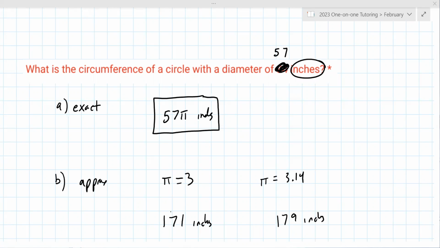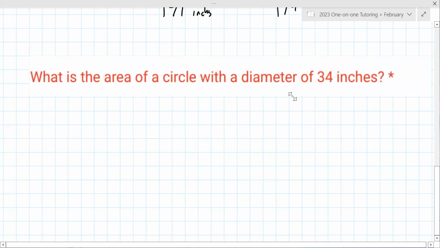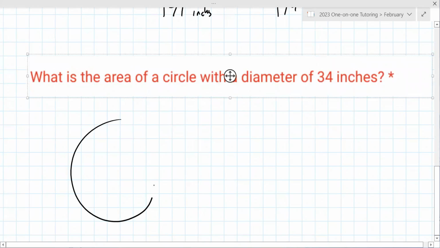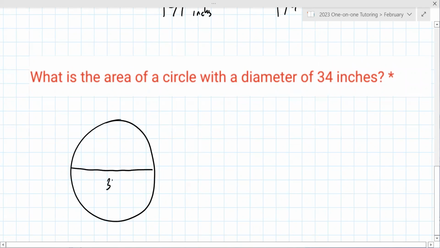The next problem you sent over. What is the area of the circle? So that's the key difference here. You're asked to find area. They give you the diameter. So again, it's always good to draw a circle, even if it's not required. The diameter is 34 inches.